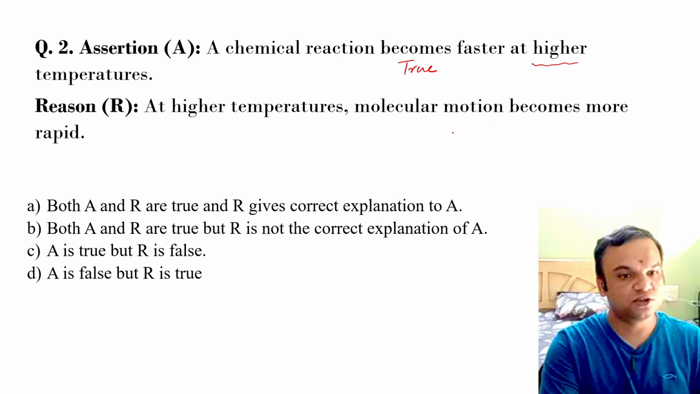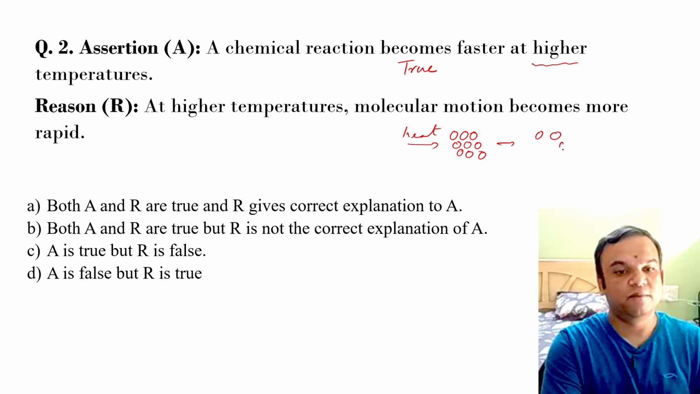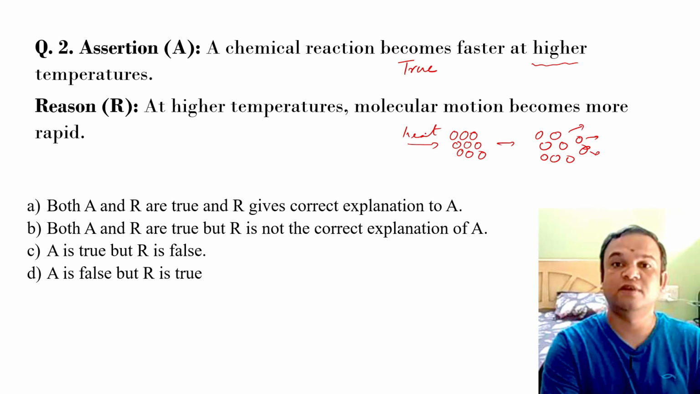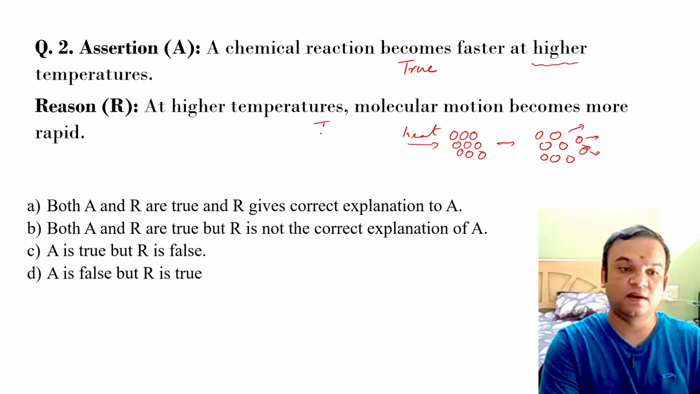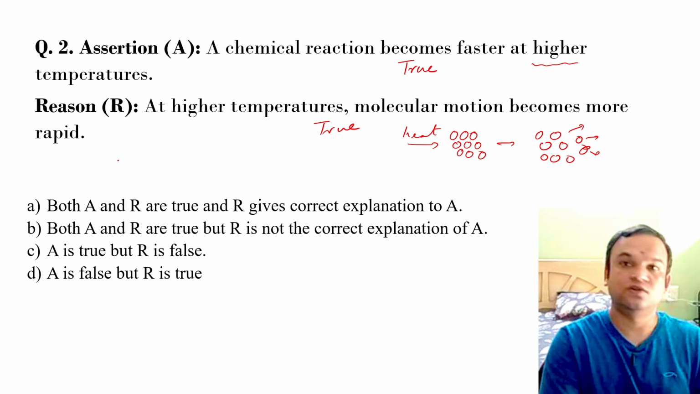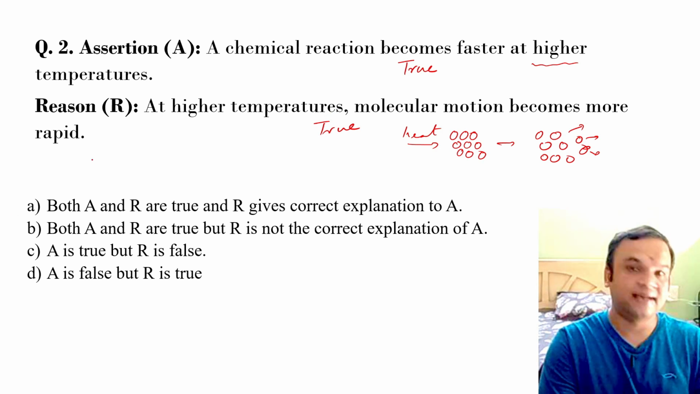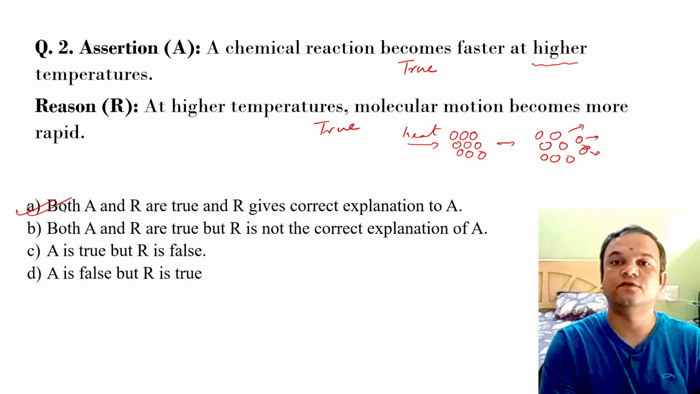Okay, molecular motion means if the chemical reaction is having reactants and their molecules are placed like this, if we provide heat to it, then these molecules may become separated and they may start moving in random directions. So molecular motion becomes faster, and that is why the chemical reaction also becomes faster. So this is also a true statement, and as it is giving the explanation to assertion, option A will be the correct answer for this question.